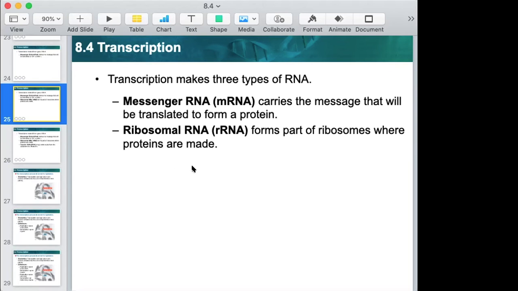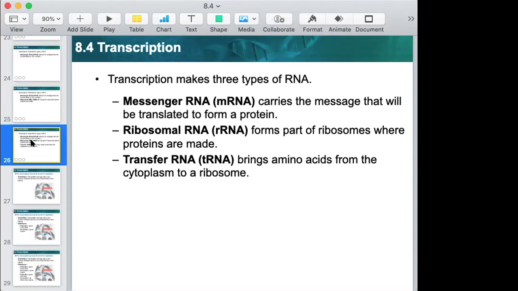Ribosomal RNA, also called rRNA, forms part of ribosomes where proteins are made. And so this is what makes up the ribosome, which is the protein making factory. And transfer RNA, called tRNA, brings in amino acids, which are what make up proteins. These are in the cytoplasm. So when you eat anything with protein in it, you break down that protein into amino acids. They're floating around in your cells. Ribosomes pull them in to make new proteins.